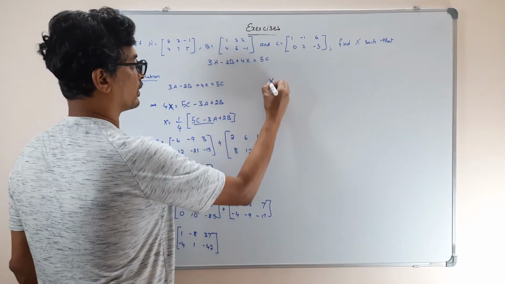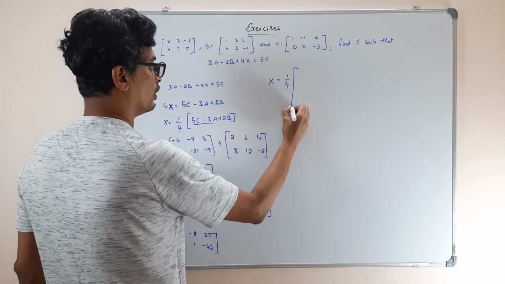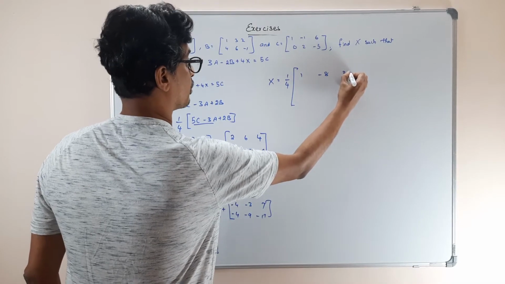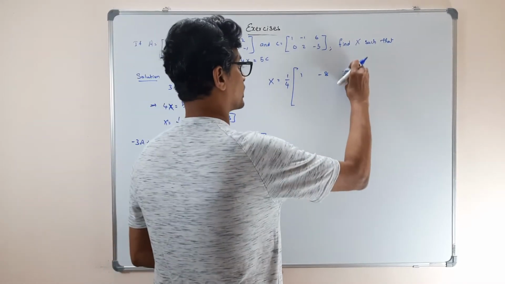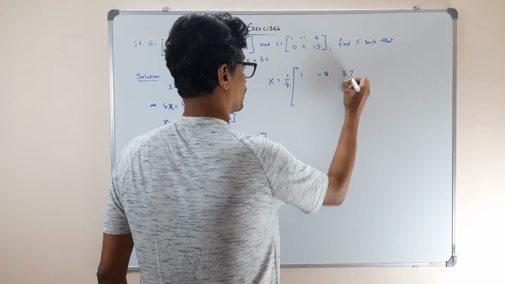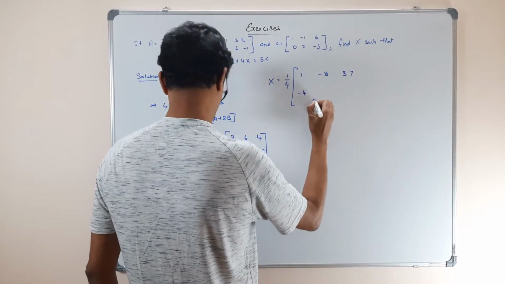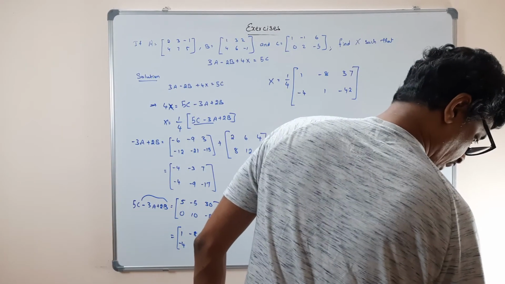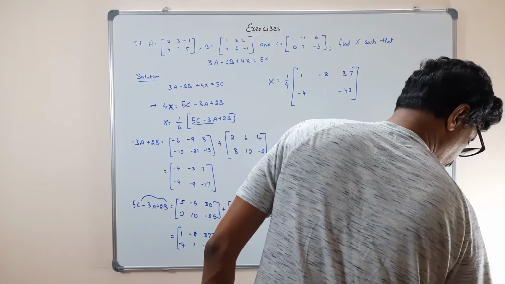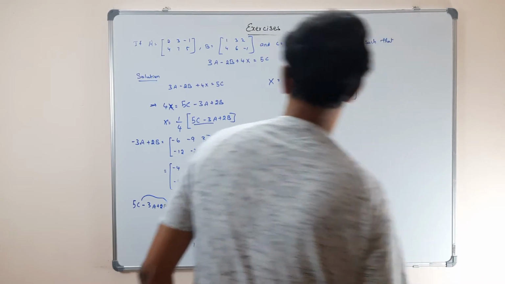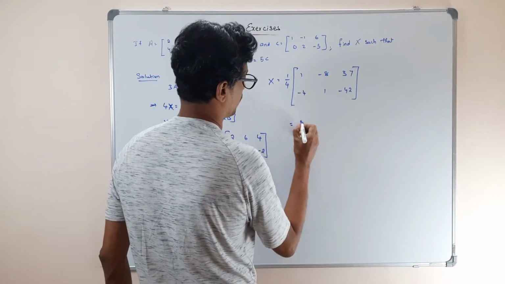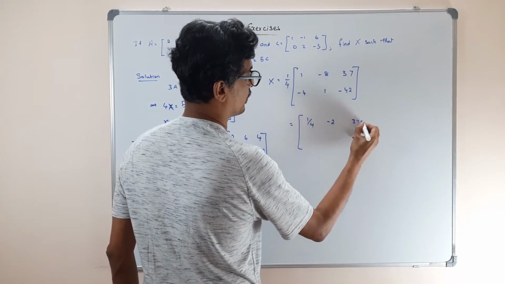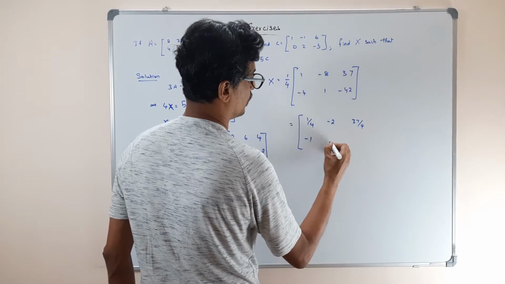Therefore the matrix X is equal to 1 by 4 times the matrix. I don't know whether you want to open it or not. You can multiply 1 by 4 inside, otherwise I don't know. So that's the answer. Your book has multiplied it inside, so then you can multiply. Therefore X is equal to 1 by 4 minus 2, 37 by 4 minus 1, 1 by 4.